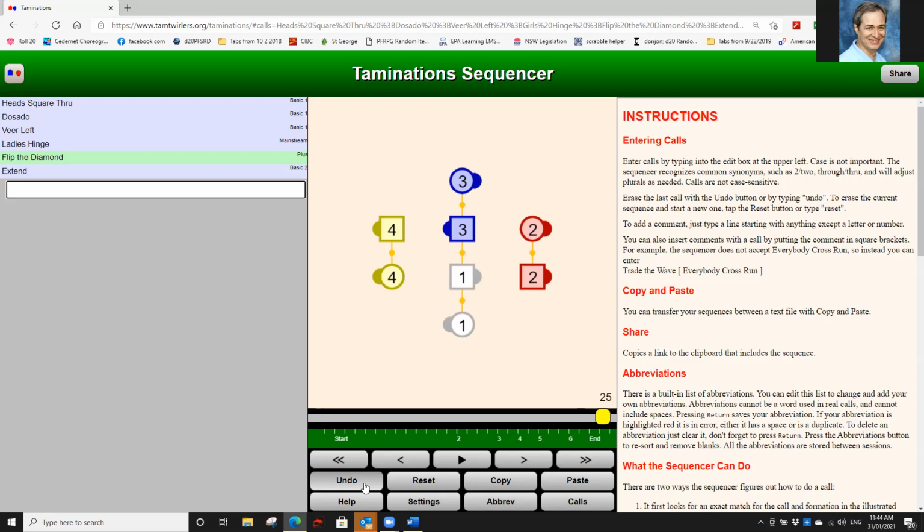Can you go back to the diamond? Can I ask a question, while it's still on there? Is this still considered a diamond for the formation, or is it called something different? This is a 3/4 tag.